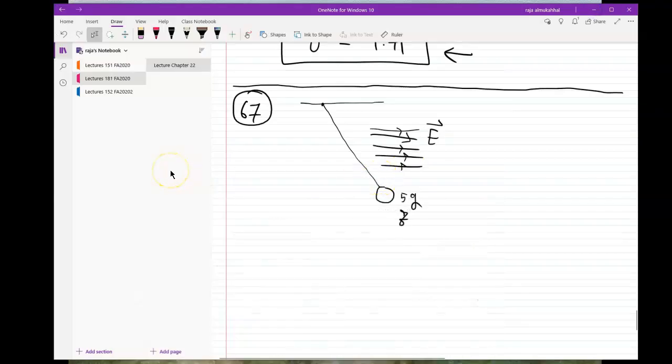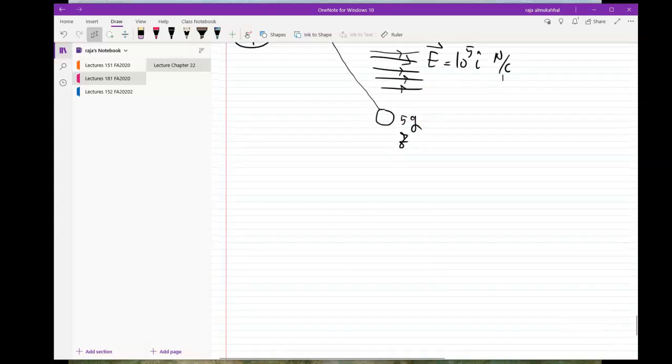100,000, I need to remember that. So E here is 100,000, that makes it 10 to the 5th i Newton per Coulomb. Okay, first of all, you may wonder, where is this electric field coming from? When you see an electric field like that, before I do this problem, let me just show you something here.